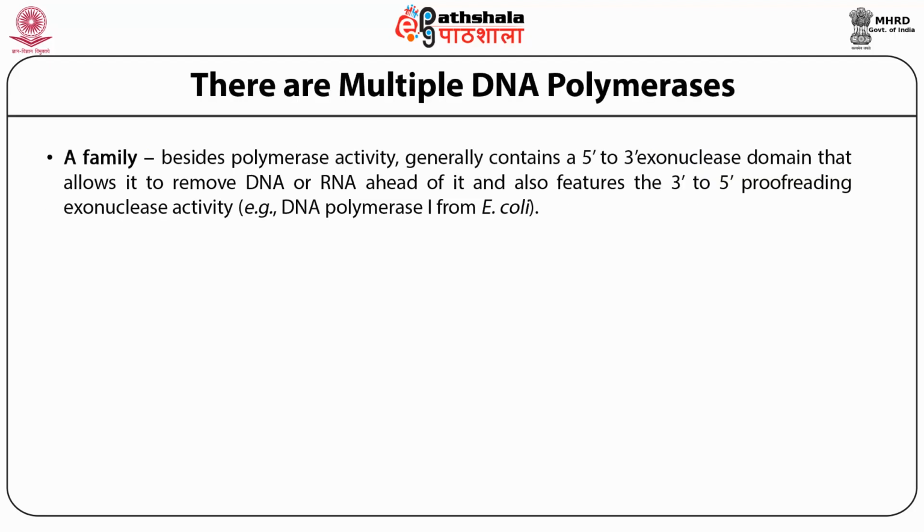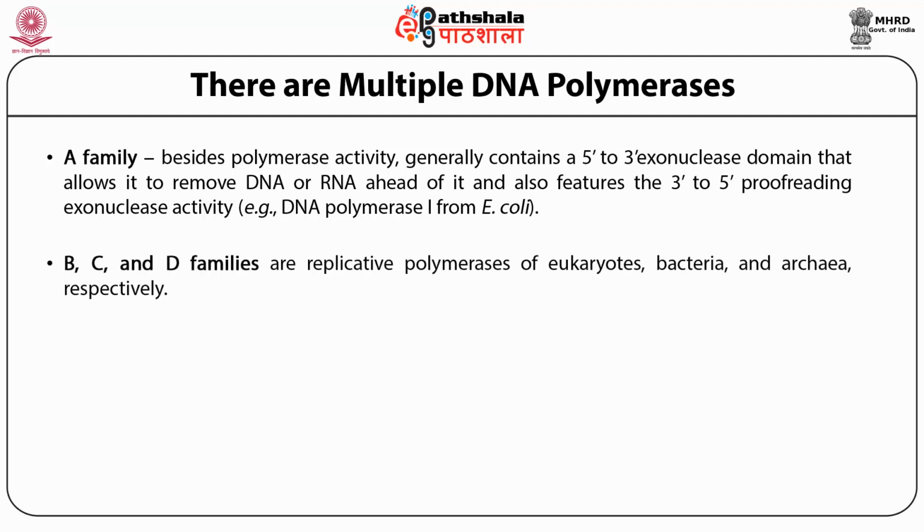A family. Besides polymerase activity, they generally contain a 5' to 3' exonuclease domain that allows it to remove DNA or RNA ahead of it, and also feature the 3' to 5' proofreading exonuclease activity. The well-known example is DNA polymerase 1 from E. coli. The family B, C, and D are replicative polymerases of eukaryotes, bacteria, and archaea respectively.